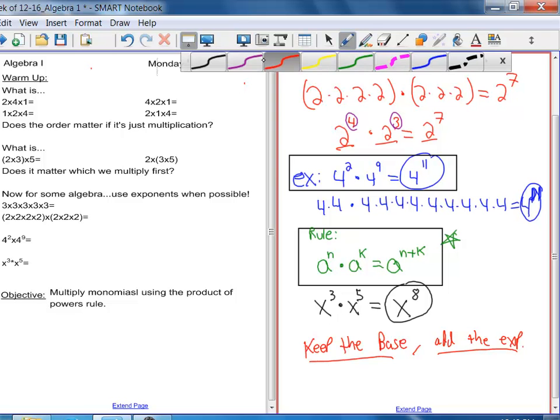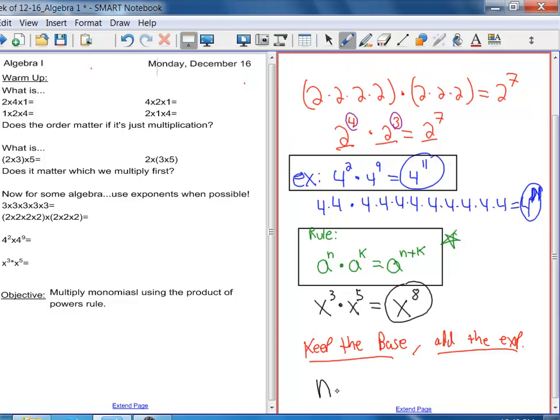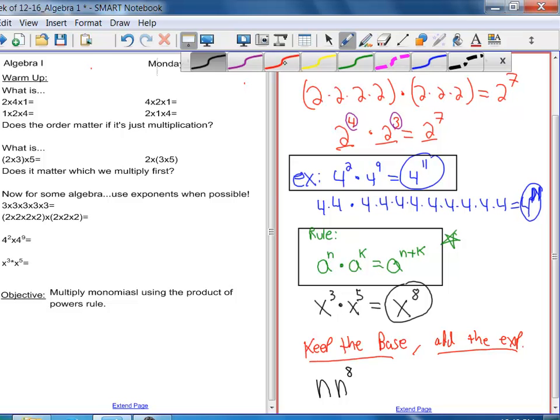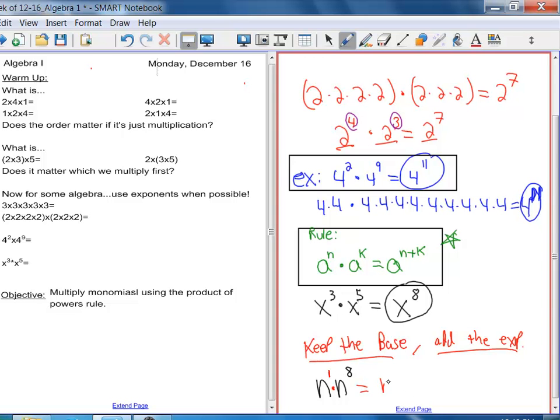Let's just talk about one more thing that gets people, and I don't want it to get you. If you had n, some variable, and then n to the eighth, well, nothing in between them means what every time in algebra class? When it's squished together, there's nothing in between them. That's always a multiplication, but it's invisible. And what would n be? To what power would that be? Well, that is automatically to the first power. So that's going to be n to the ninth then, because we keep the base and we add the 1 and the 8 to get 9.